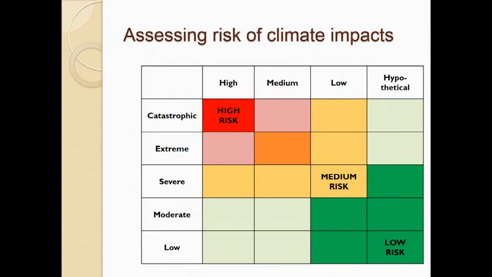So this is just a mock-up of a risk assessment matrix. Many of you are perhaps familiar with these sorts of matrices. We've got a probability axis and we've got a consequence axis. We're going to look at the sorts of climate impacts that might populate this consequence axis, and then we're going to look at the probabilities.